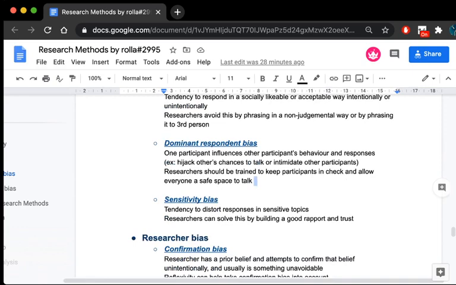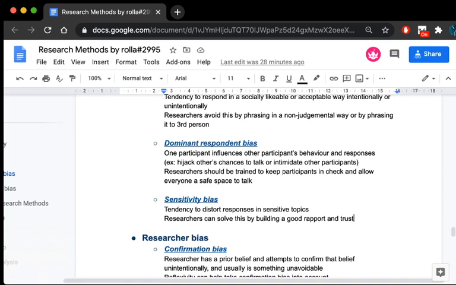Or there's also the dominant respondent bias, where in group interviews, there is one participant who tends to be more dominant when they're talking, and this might influence or convince other participants to behave in a certain way or give a certain response.